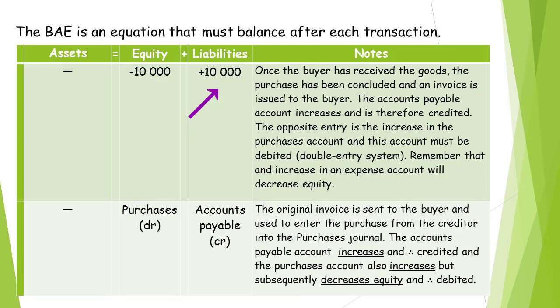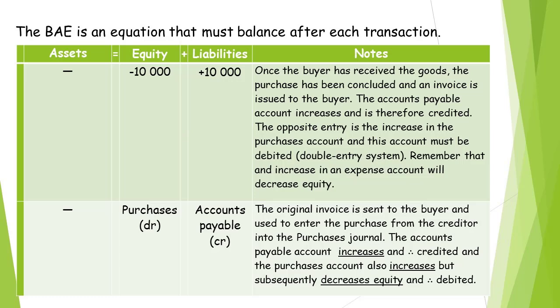On the basic accounting equation, liabilities will therefore increase with 10,000 Rand. Accounts payable is a liability and increases and will therefore be credited. Purchases is an expense and can be classified as equity. Since purchases will decrease equity, the purchases account will be debited.